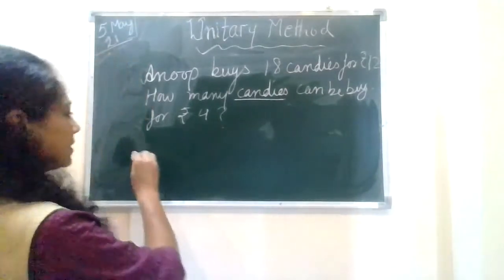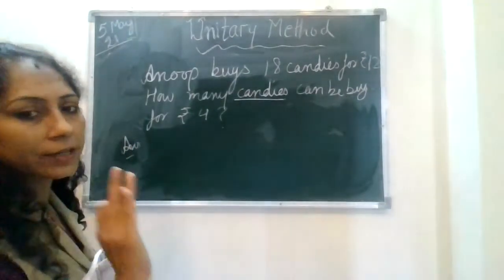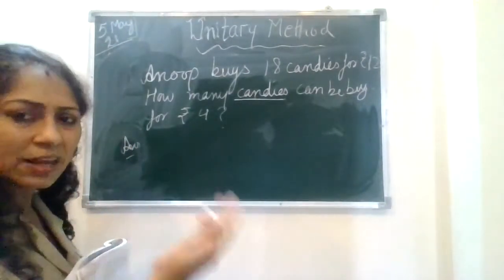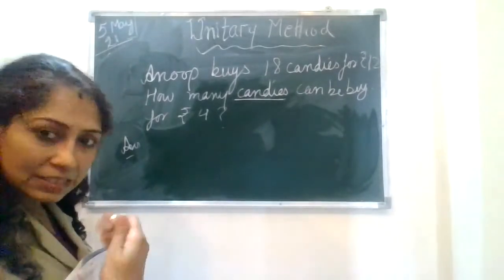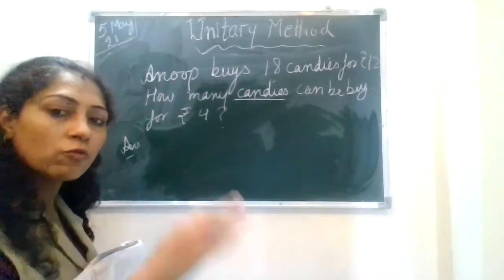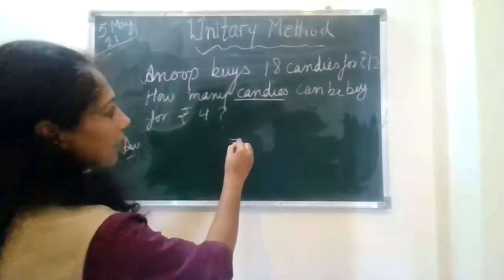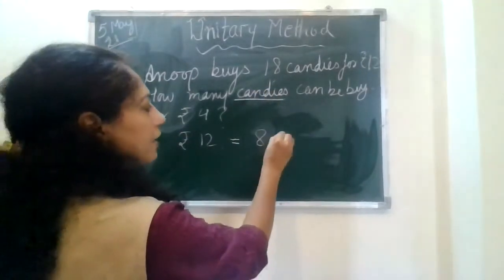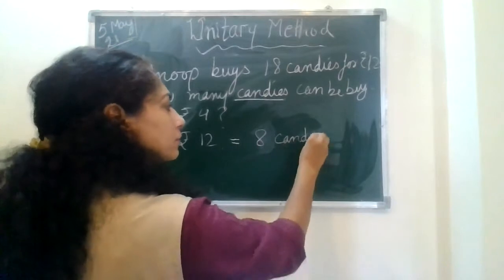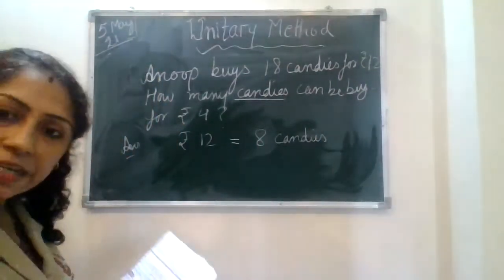No confusion. See here, answer. Don't refer to the books and all. अपना concept एकदम clear करके ऐसे चलना, because in those English type of language you tend to get confused. Rather, your concept should not get confused. If I say rupees 12 is equal to 18 candies, correct? Rupees 12 is equal to 18 candies.